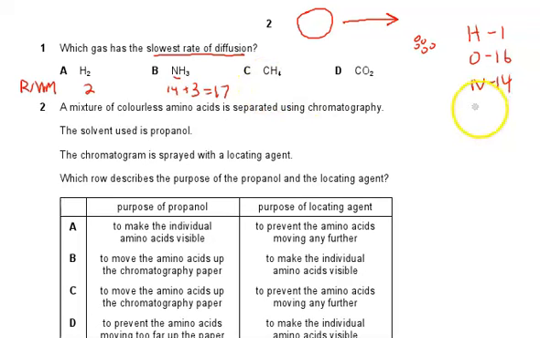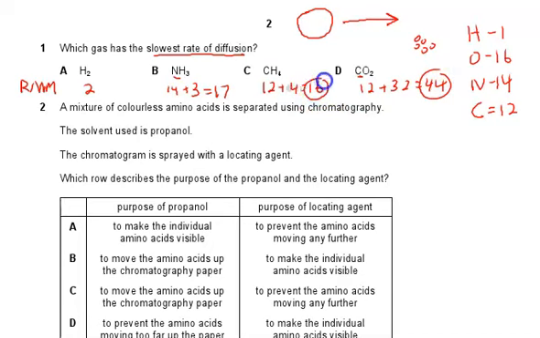And here, adding carbon, which is 12, so 12 plus 4, you're getting 16. And here carbon is 12 and oxygen is 32, 16 multiplied by 2, you're getting about 44. So you can see the heaviest gas over here is carbon dioxide, so it has the slowest rate of diffusion. Okay, so your answer here is D. Okay, now let us move to the second question.